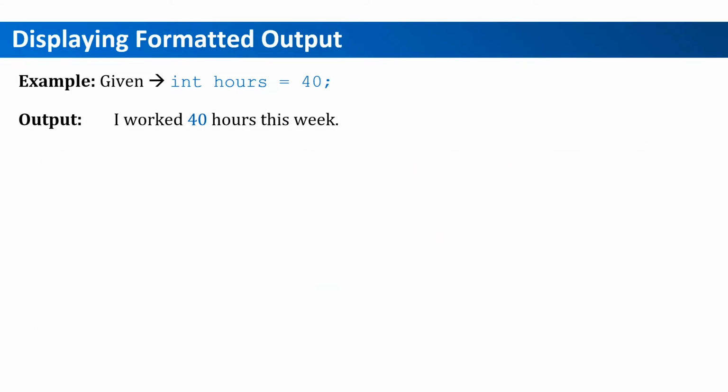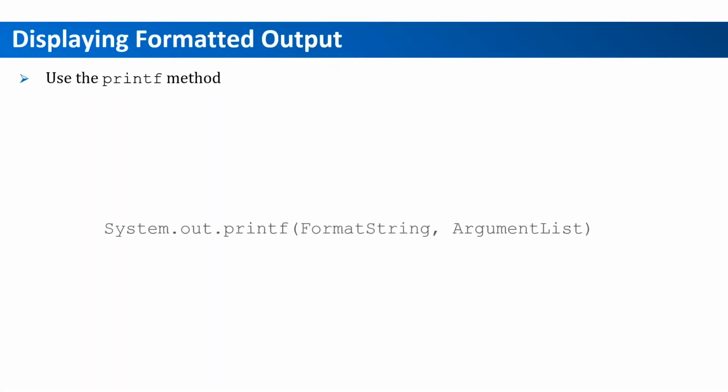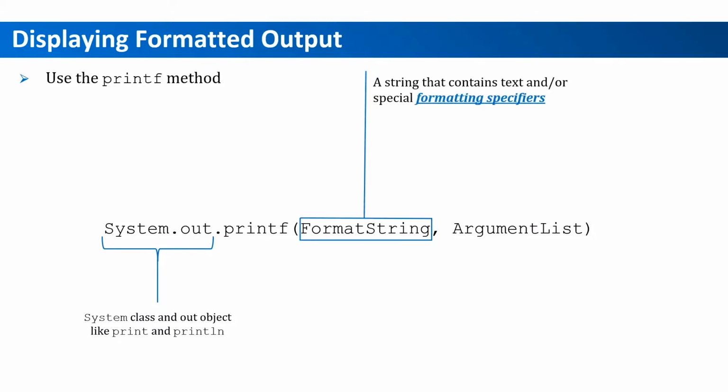But wouldn't it be nice if we can write the whole statement as a single string and mark the place where we want the variable hours to appear? Then somehow Java would plug that variable in the sentence and print the appropriate content. That would be great. Well, Java has a way to do that, and it's called the Printf method. Similar to the print and println, the Printf method is part of the System class and can be called using the out object. However, unlike print and println methods, it can take two inputs.